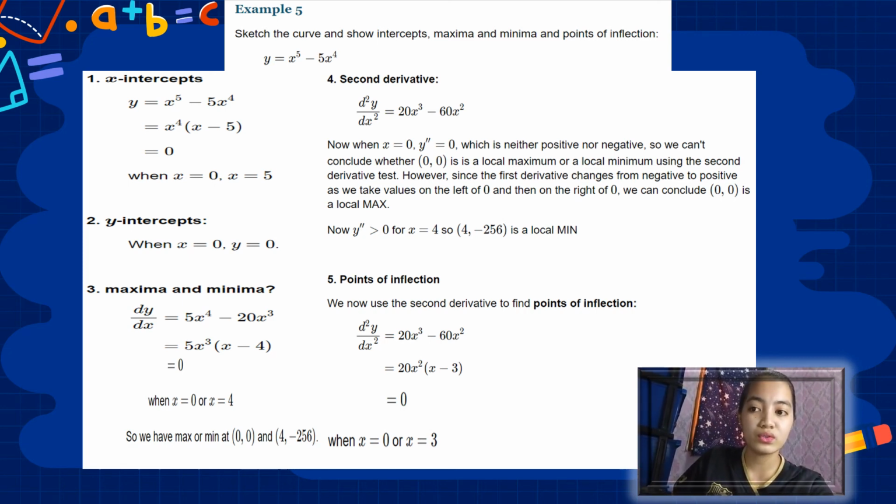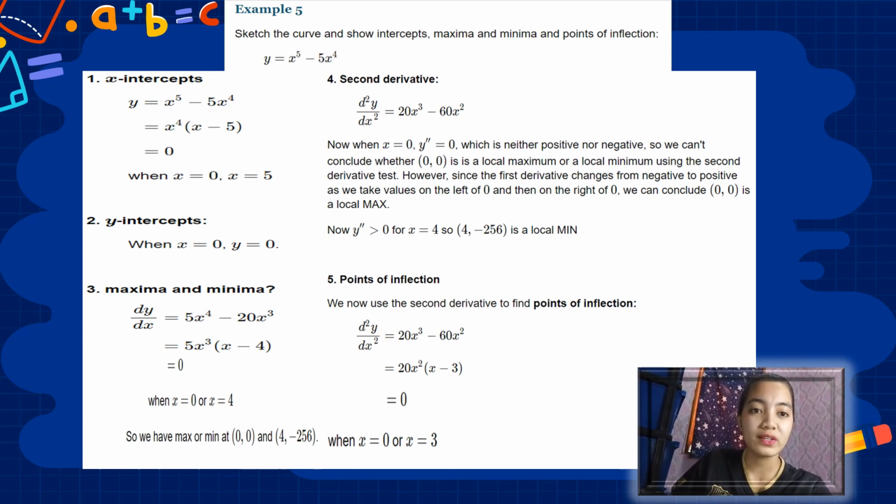Now when x = 0, y'' = 0, which is neither positive nor negative, so we cannot conclude whether (0, 0) is a local maximum or a local minimum using the second derivative test. However, since the first derivative changed from positive to negative as we take values on the left of 0 and then on the right of 0, we can conclude (0, 0) is a local max. Now, y'' > 0 for x = 4, so (4, −256) is a local min.